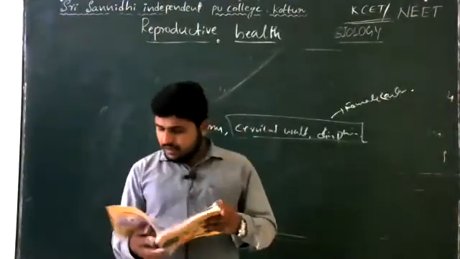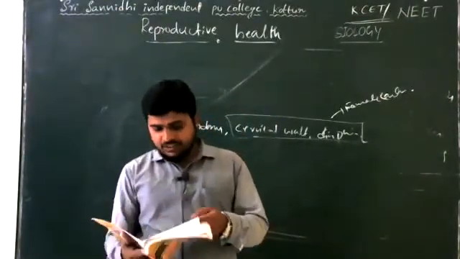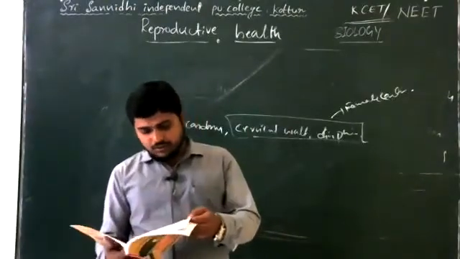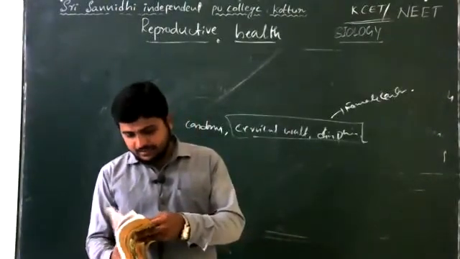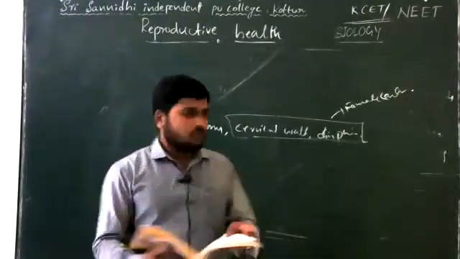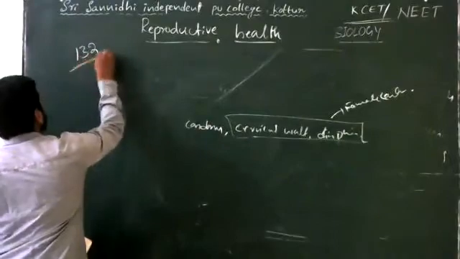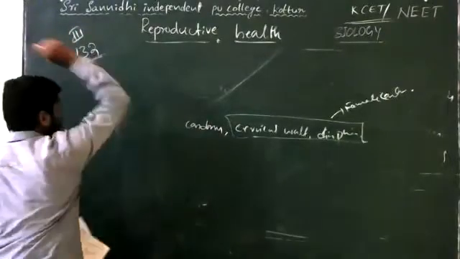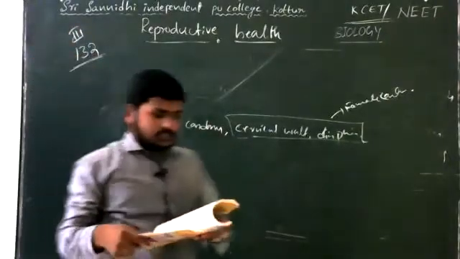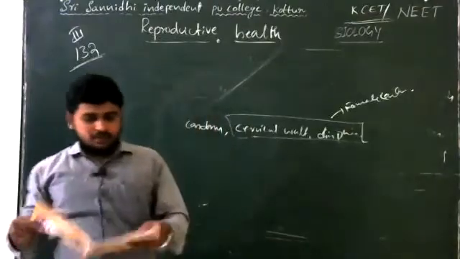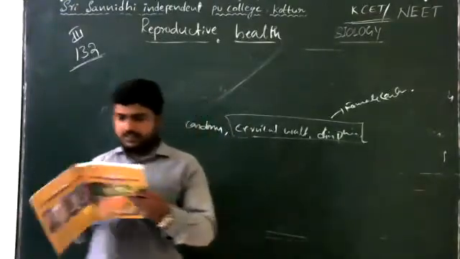Right? These are NCERT example questions. Let's go to exercise 3, page number 132. Exercise 3. Right? Previous AIPMT or NEET questions. So see.